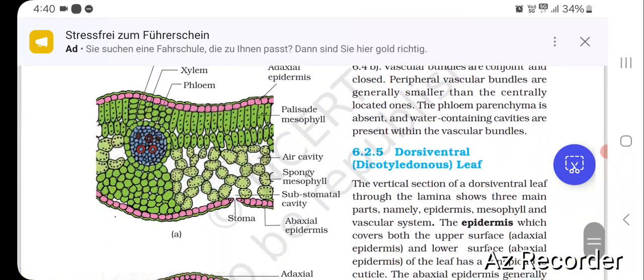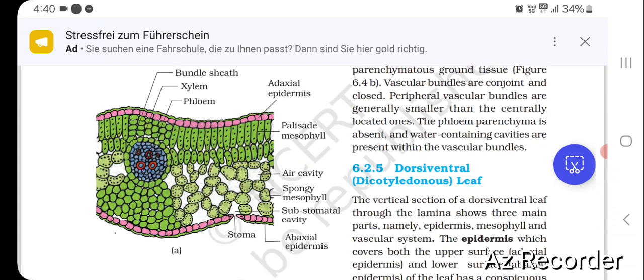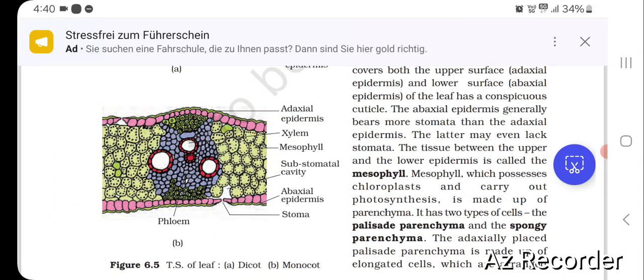The first one is a TS of a dorsiventral leaf. Here we see bundle sheath, xylem, phloem, adaxial epidermis, palisade mesophyll, air cavity, spongy mesophyll, substomatal cavity, stoma, abaxial epidermis. Adaxial epidermis, and this is the monocot one, then xylem, mesophyll, substomatal cavity, abaxial epidermis and stoma.